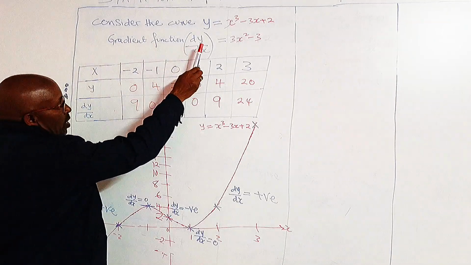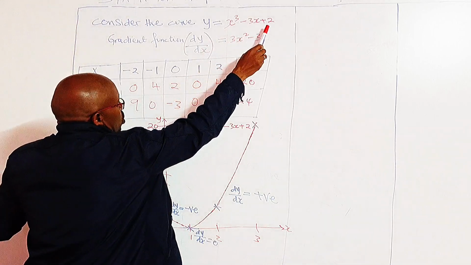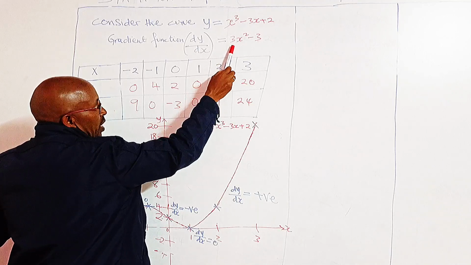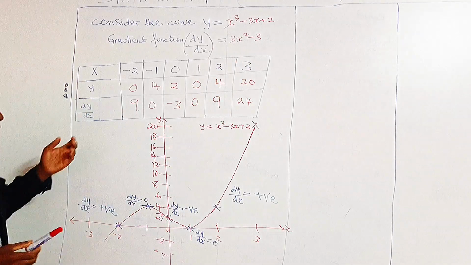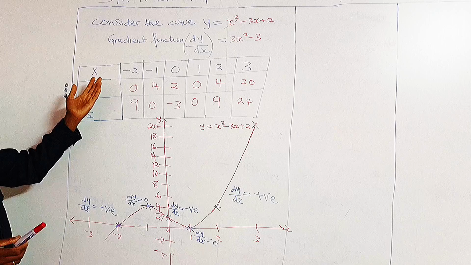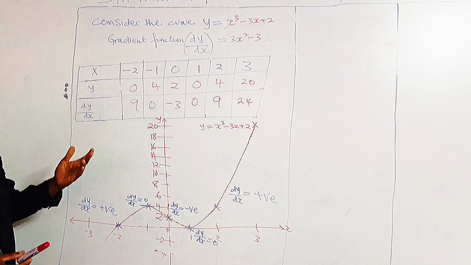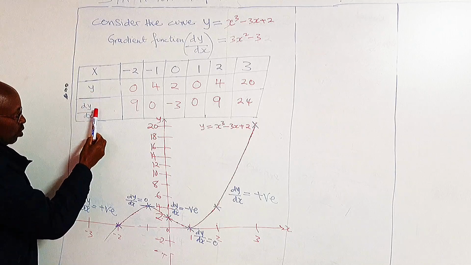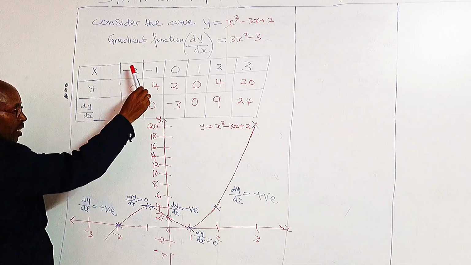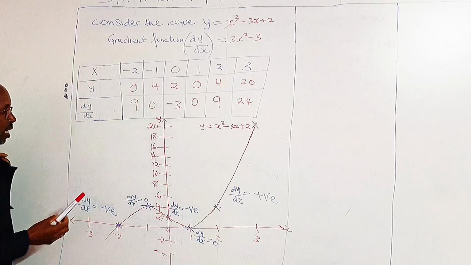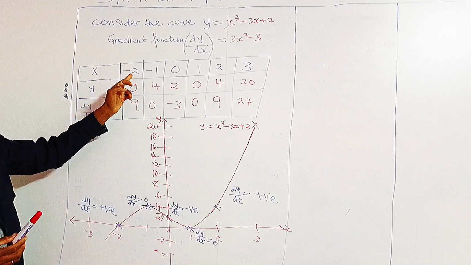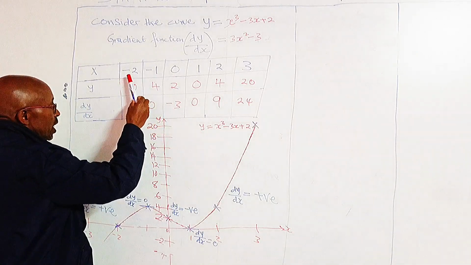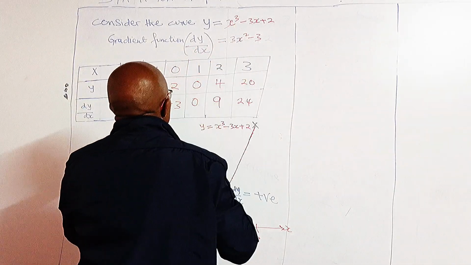Consider the curve y equals x cubed minus 3x plus 2. The gradient function dy/dx will be 3x squared minus 3. Taking the values of x from negative 2 to positive 3, we'll have the values of y and the values of dy/dx at that point x. When you have x as negative 2, to get the value of y as 0, we are substituting negative 2 in our equation of a curve.